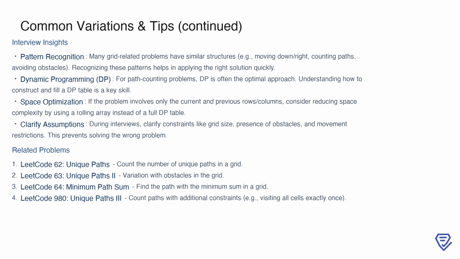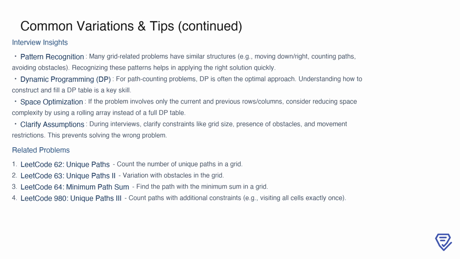Space optimization is another important technique. If the problem only requires tracking the current and previous rows or columns, you can reduce memory usage by implementing a rolling array instead of storing an entire dp table. During interviews, it's also essential to clarify assumptions upfront, such as the size of the grid, whether obstacles are present, and any movement restrictions. This ensures you're solving the right problem.